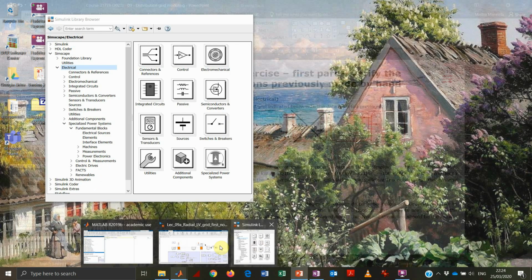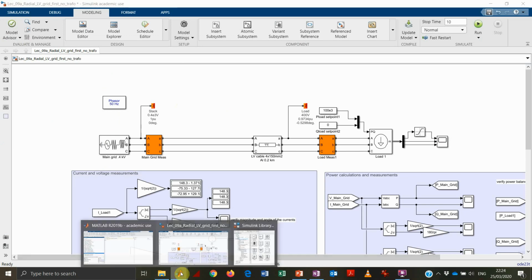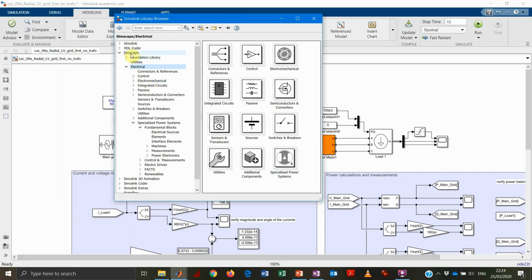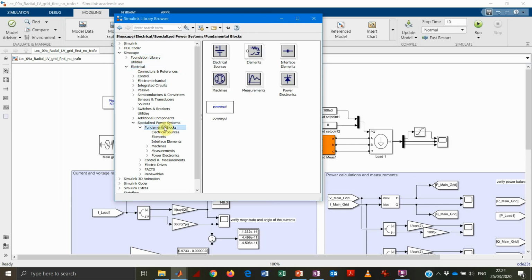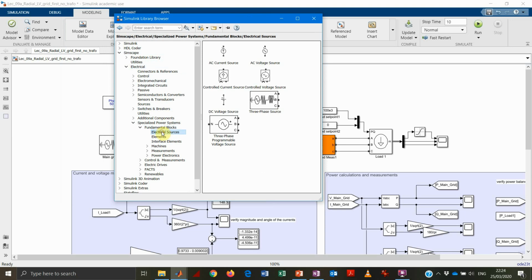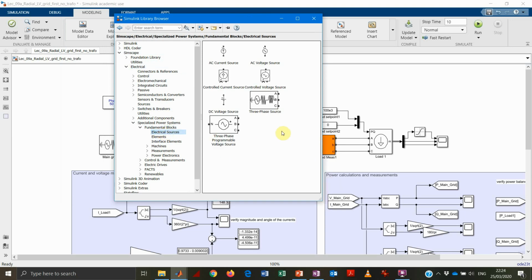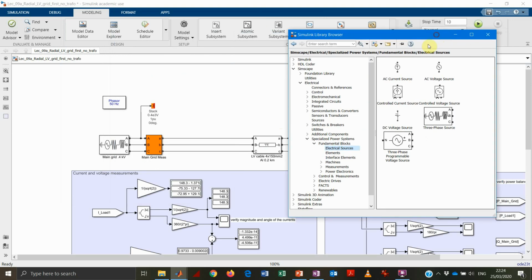So we open our model. Just remember that all the Simscape components can be found here under the Simscape library, electrical, and then specialized power system components. And then we have the most important blocks that we will be using, which are not that many actually. It's the voltage source, the transformer that we'll see in the next example, the load, and the cable, and then some measurement points.